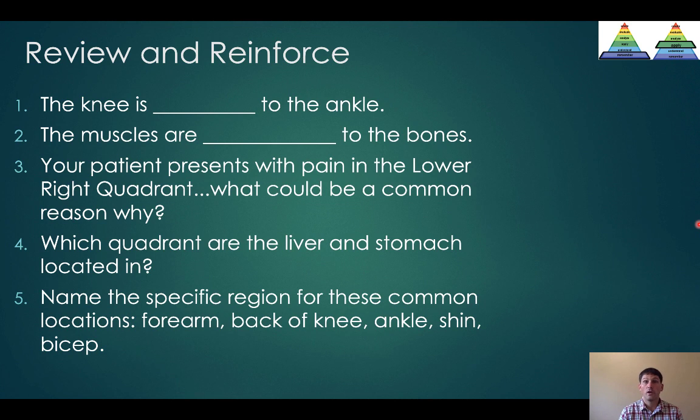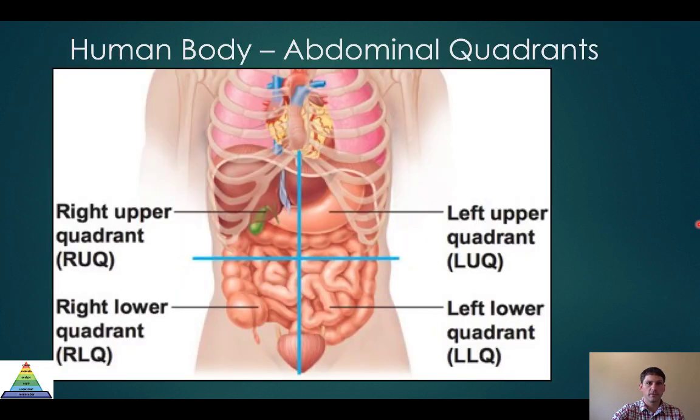All right, so the knee is superior to the ankle. The muscles would be superficial to your bones, so they're closer to the body surface. Your patient presents with pain in the lower right quadrant. What might that be? Well, just to flip back here, the right lower quadrant, probably some kind of appendicitis going on in there, something wrong with the appendix, but it also could be something with the large intestine or part of the small intestine.